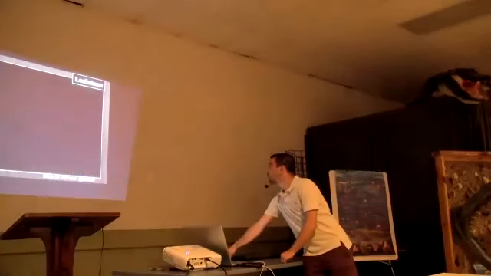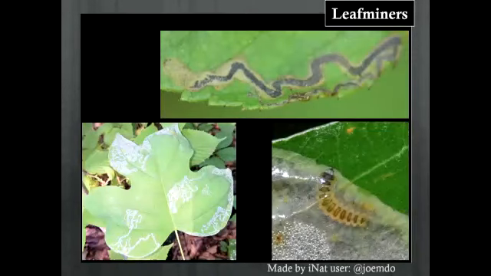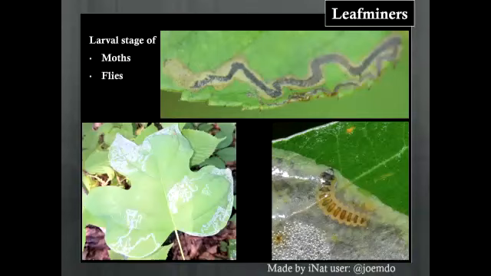So yeah. All right, let's talk about leaf miners now. Let's see how well we can see some of these images. These are three different types of leaf miners. They turn into moths, but besides moths, they are also the larval stage of some flies and some beetles, right? So it's not only moths that have leaf miner stages.